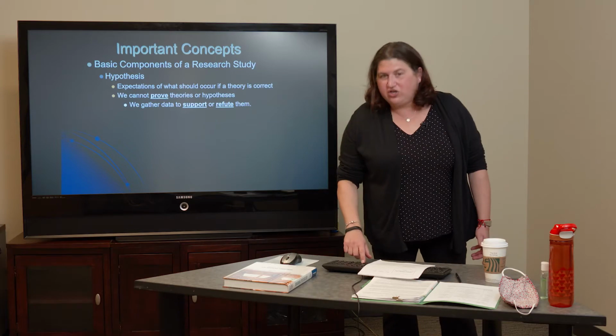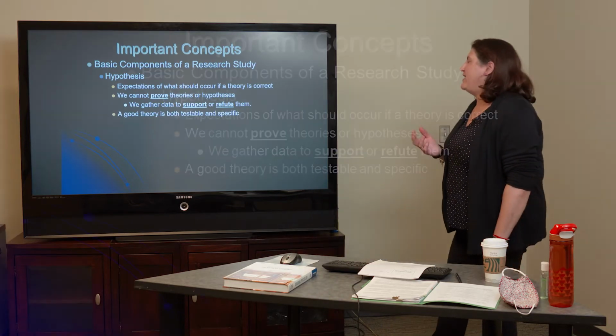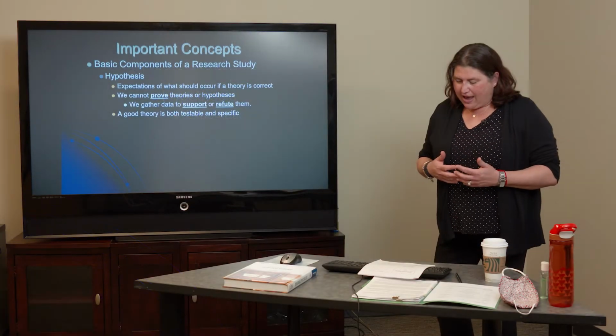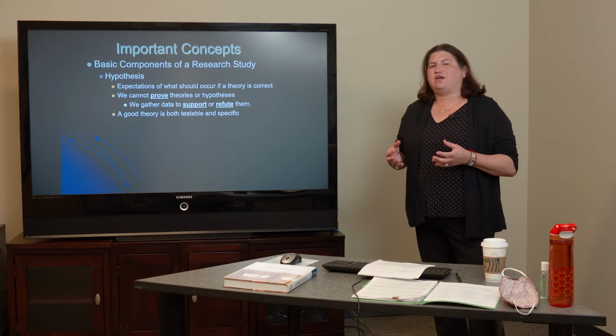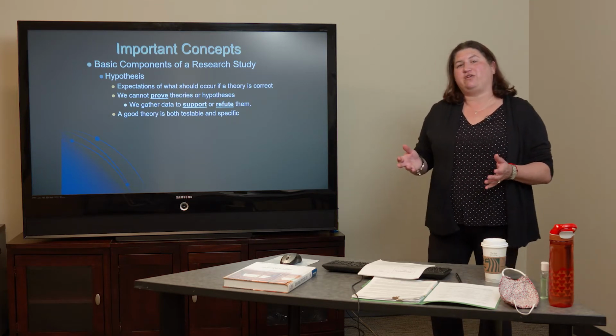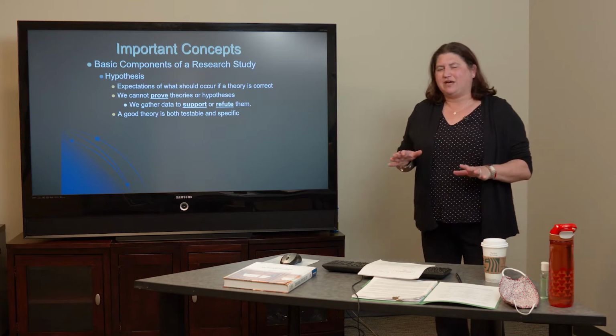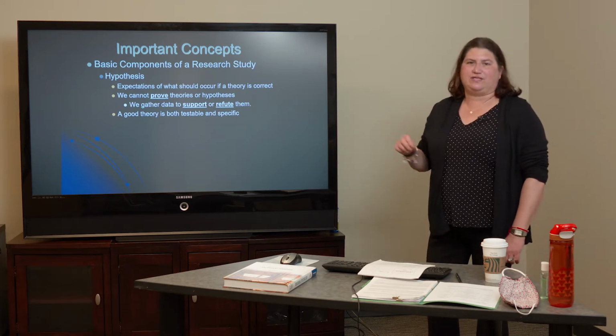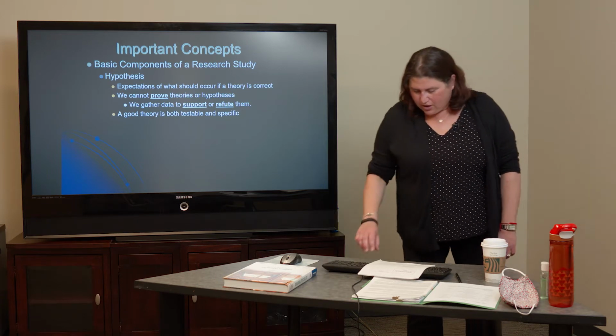And of course, a good theory is going to be both testable and specific. So we have to be able to test our theory. We have to be able to see, are these variables actually related? Are they doing what we think they're supposed to be doing? And it should be specific enough to say what will happen if our theory is correct. We don't have to know what will happen if our theory is incorrect. It's helpful sometimes, but we should be able to be specific about what is going to happen.